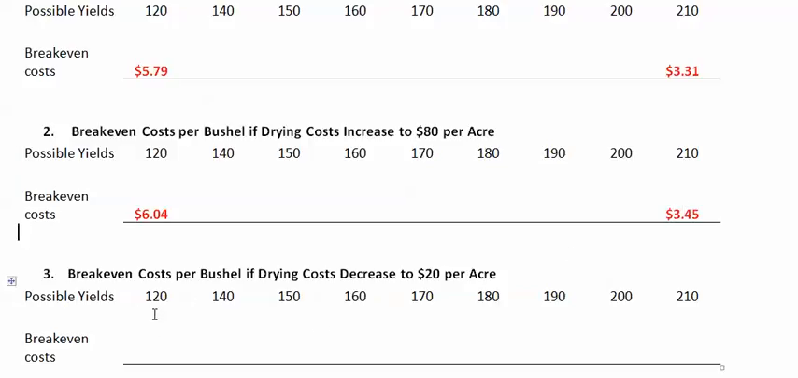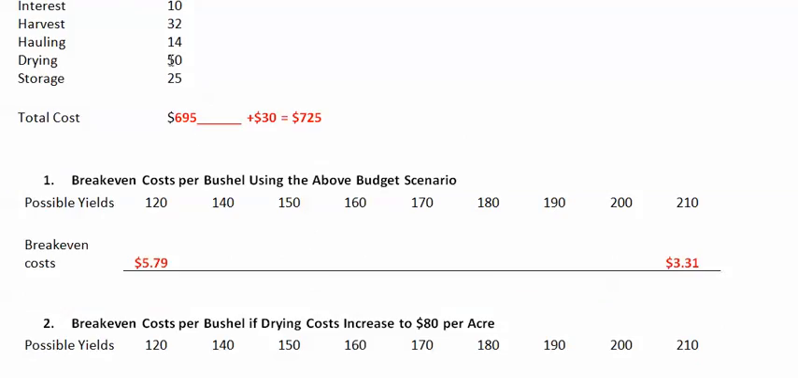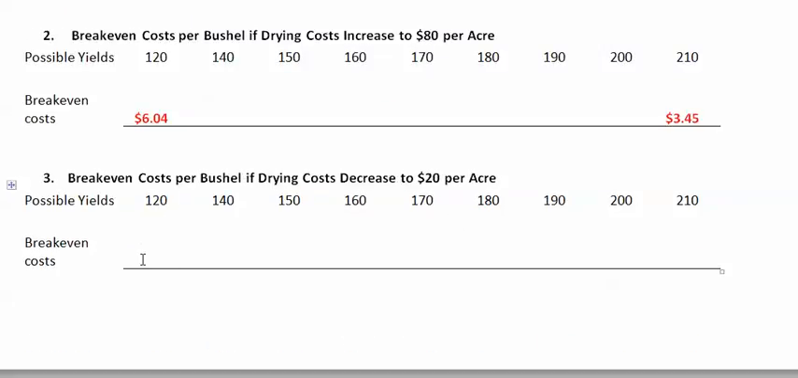You'll do problem 3 the same way, except this time we decrease. It was a dry year. We had very low drying cost. That's $30 less than the $50 we predicted. So $695 minus $30 yields us a new cost of production per acre of $665. So we're going to take, for example, 665 divided by 120 bushels, which gives us a cost of $5.46 a bushel, much lower than what we found in problem 2.